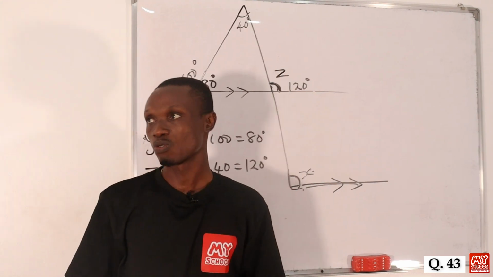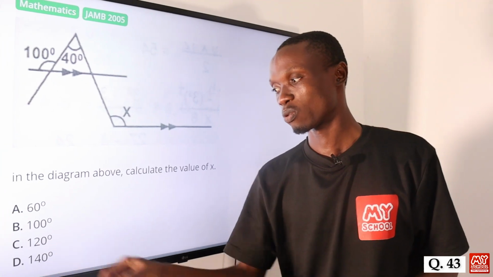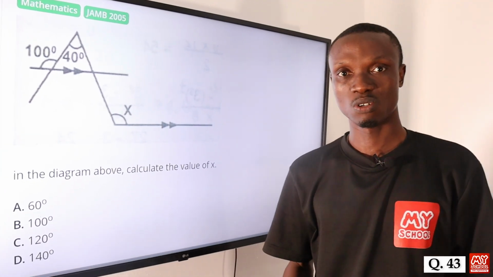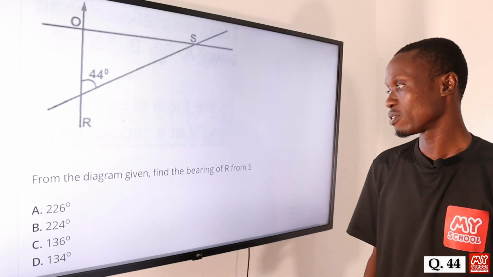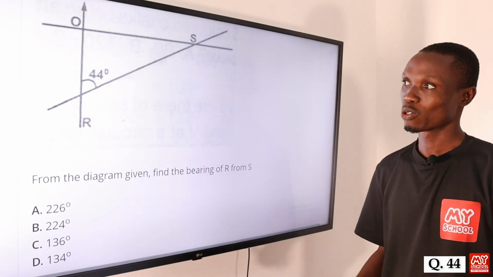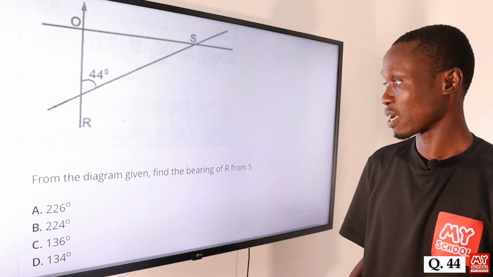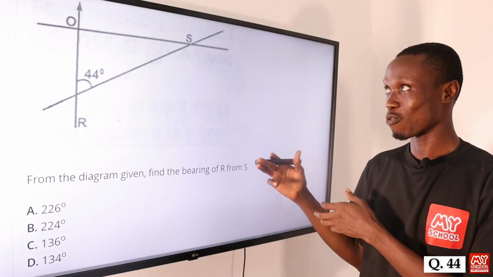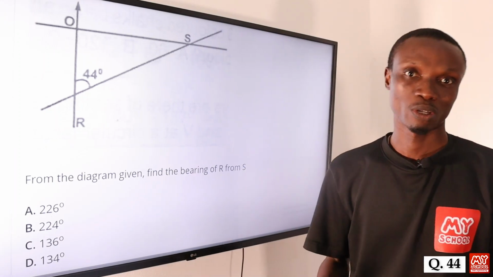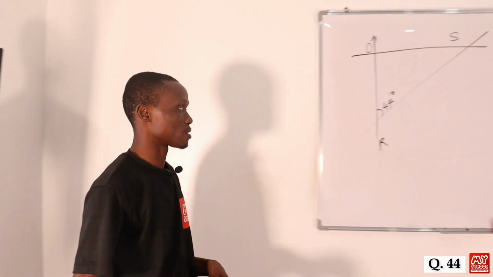So let's return back to the screen to pick the correct answer to this question, and that is option C, 120 degrees. Question 44. From the diagram given, the bearing of R from S. Now remember that we are looking for the bearing of R from S. So let's move over to the board to provide answer to this question.